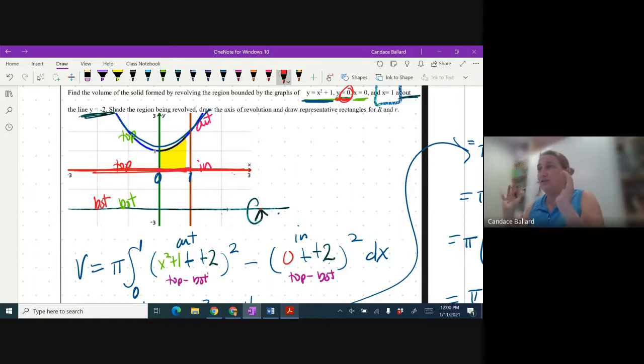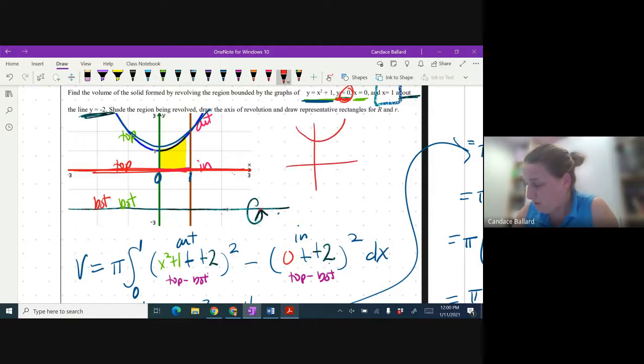Inside inner versus outer, I have a top minus a bottom, okay? So if I am going to try to figure out, remember when we're integrating a function, you integrate between the top curve and the bottom curve. So our axis of revolution is down here.